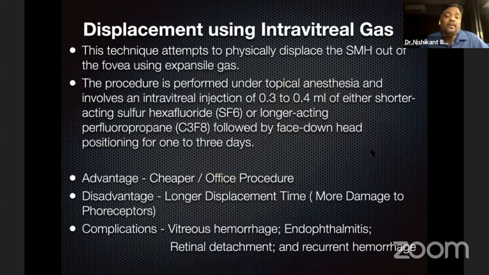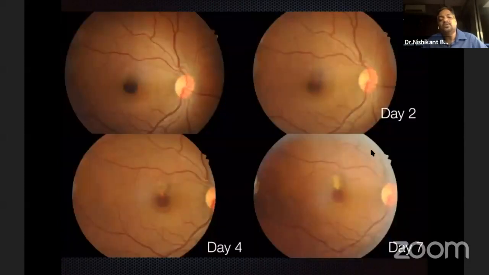Now, when you have a thick submacular hemorrhage which is not going off easily, then you might have to do displacement. And the displacement can be done either just by gas, with or without TPA. Now, you can choose only to use gas, which is a very cheaper option, just an office procedure. The only problem is it takes a longer time to displace because it takes time for the clot also to become liquid over a period of time. The complications, as usual, can be vitreous hemorrhage, endophthalmitis, or RD, which is associated with any injection of gas that is given inside the eye.